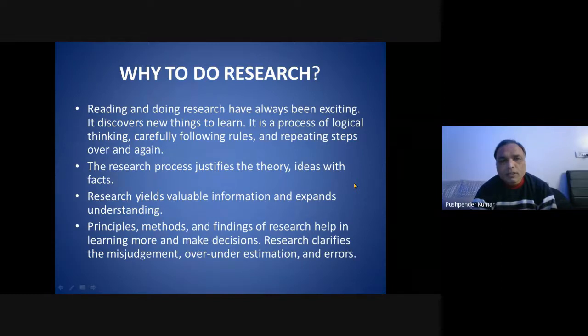When we develop a logic, you need to talk to people, take their opinion, and develop a consensus: if this is the situation, what should be the solution, what should be the problem, what should be the process. So here you see it is a process of logical thinking and carefully following rules and repeating steps over and over again. That is the beauty of research, that once you have developed a particular process, some logic, then again and again the same thing you will observe, people would be talking about that. And it becomes very difficult to bring changes once you have developed some logic.